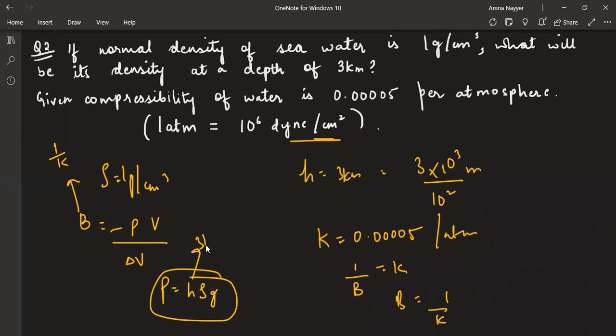Height is given as 3 kilometers. Density is 1 gram per centimeter cube and G is 10 meter per second square. See, all are in different units: one in meter, other in centimeter, one in kilometer. Convert all into centimeter, put it here, right? And then you have the bulk modulus with you. So you have to find out the density at that depth. Note down this, then we'll start with shear modulus, the last topic.